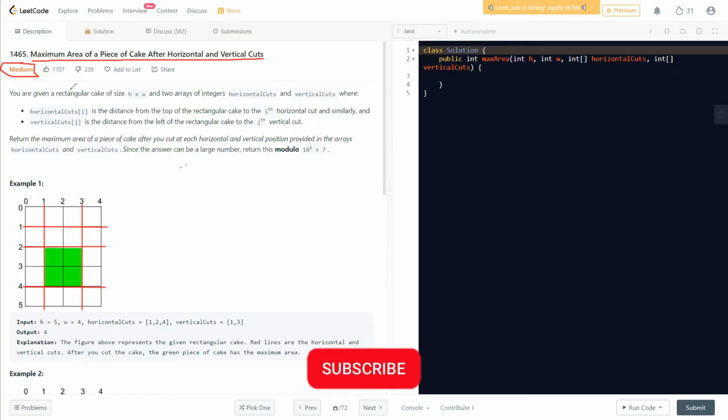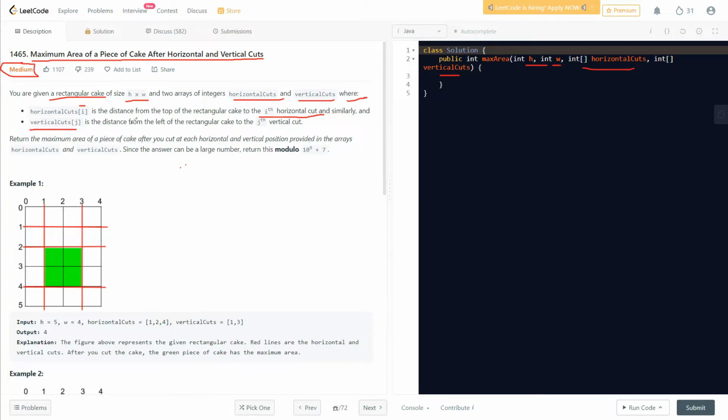The question says you are given a rectangular cake of size h cross w, and two arrays of integers, horizontal cuts and vertical cuts. So these are the arrays of integers. Here you have h and w, and there you have horizontalCuts and verticalCuts, where horizontalCuts[i] is the distance from the top of the rectangular cake to the ith horizontal cut, and similarly verticalCuts[j] is the distance from the left of the rectangular cake to the jth vertical cut. I will explain these two lines in a moment.